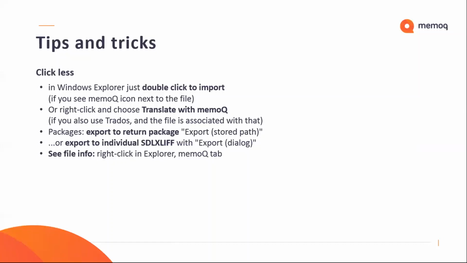And in some cases, when you do not have Trados Studio on your computer, the Trados file formats are probably even associated with memoQ already, so you can just double-click the files and they can get a few additional buttons before you can start working. Or if you also have Trados, you need to right-click on the file and choose the translate with memoQ command. I will show all of this in action.